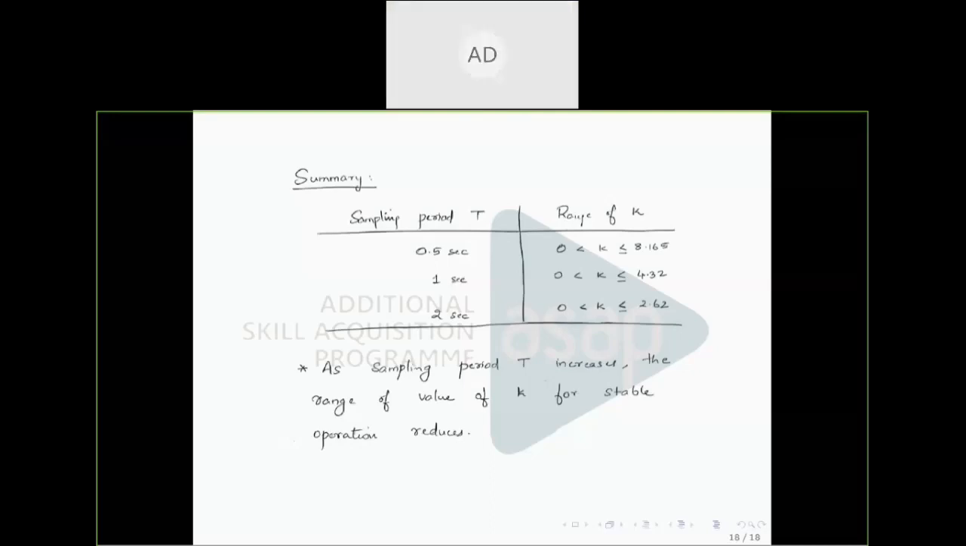Okay, sir, thank you. One more question is there. How will we determine the optimum sampling rate?